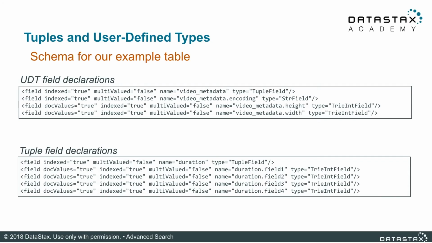Here's an example of a field declaration for both the user-defined type column and the tuple column. Again, note that the column is declared as a field, and then the individual fields within the column are also declared using the column name and the field name. The field type for the fields within the column should also correspond with the data type from the CQL schema.